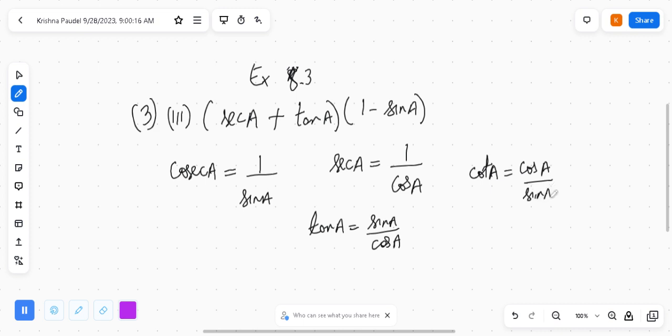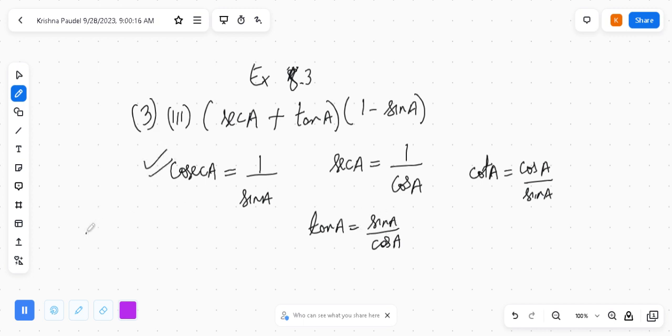So that video I will be sharing in the description. You can go and check that video as well. And one more thing, whenever we have a cosec, we have to change it to 1 by sine. Sec, we have to change it to 1 by cos. Cot, we have to change it to cos by sine. Tan, we have to change it to sine by cos. So this is the hint.